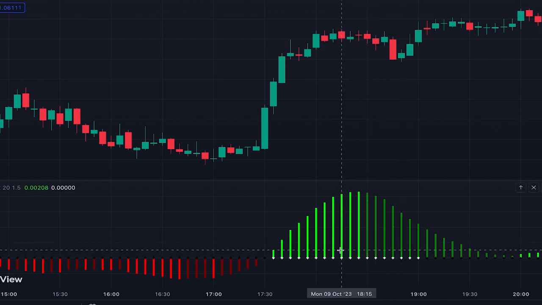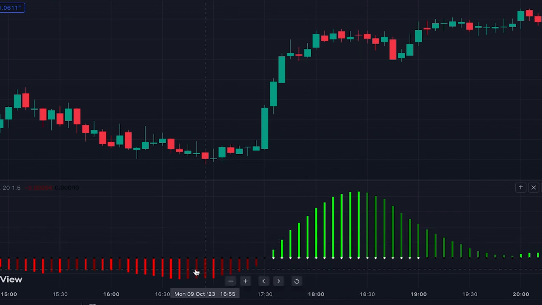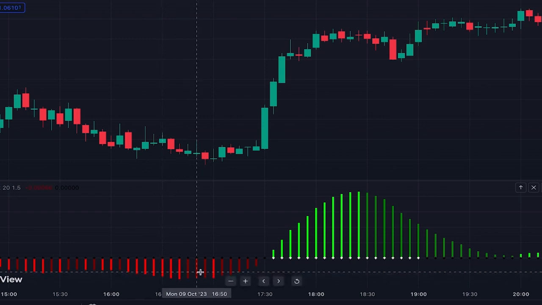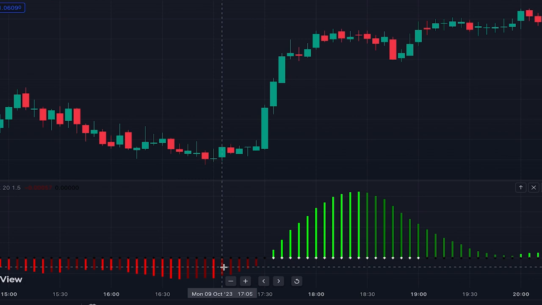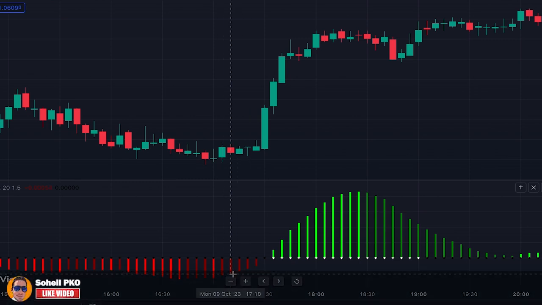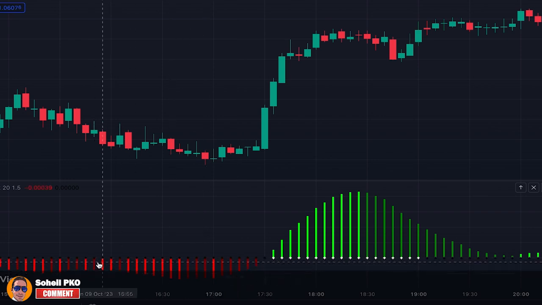But as long as the histogram is above zero, the upside momentum is considered to be greater than the downside momentum. And in times that the histogram is red, when it's light red, it shows the downside momentum is increasing, and when it becomes dark red, it shows that the downside momentum is weakening. But as long as the histogram is below zero, the downside momentum is greater than the upside momentum. Of course, this analysis of momentum change is for the times that the market is not in a squeeze mode.